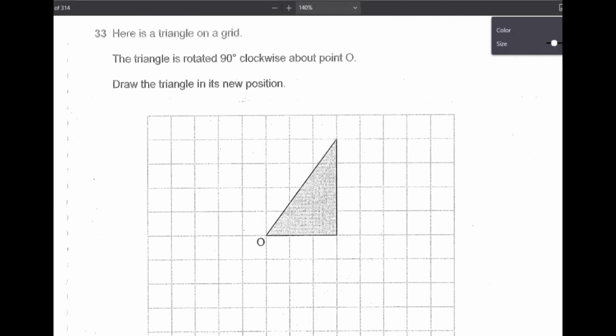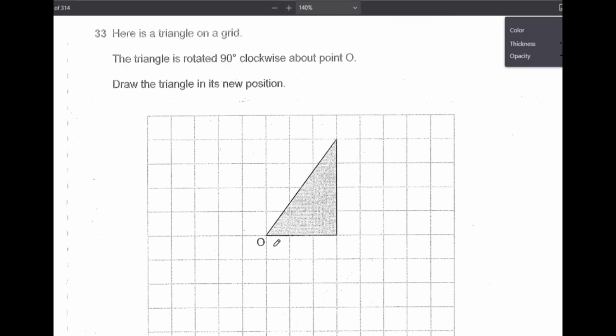Here's a triangle on a grid. The triangle is rotated 90 degrees clockwise about the center, about the point O. Draw the triangle in the new position. Some people use tracing paper, and some people use the rotation without using tracing paper.